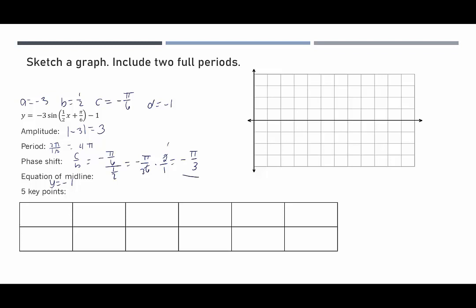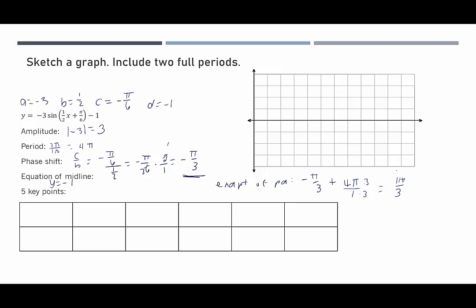So the first period is going to start here at -π/3. We figure out that end point. The end point of one single period is going to be the phase shift, -π/3, plus the period, plus 4π. -π/3 plus 4π, that would be 4π/1. If we're going to add our fractions, we need a common denominator, so we'll use 3. We're going to end up with 11π/3. And we'll verify that in just a minute.